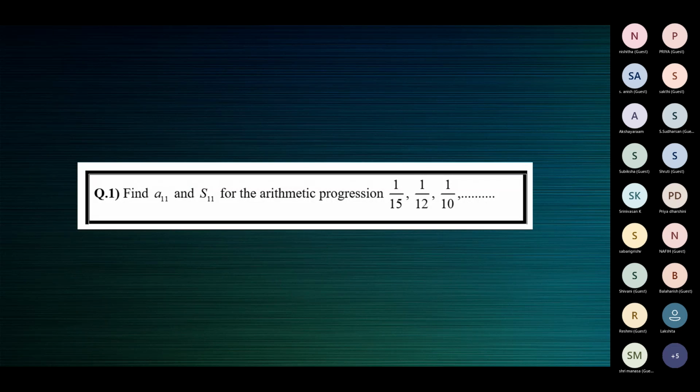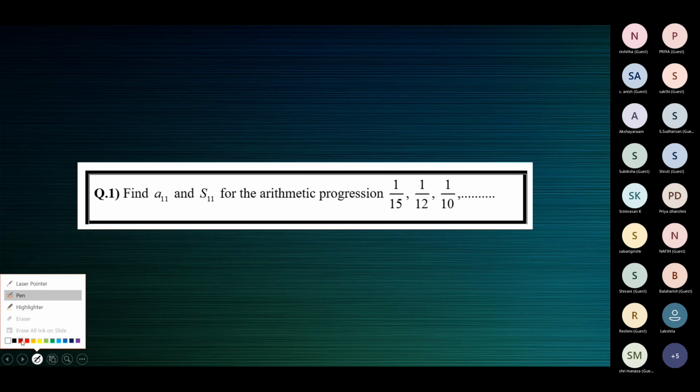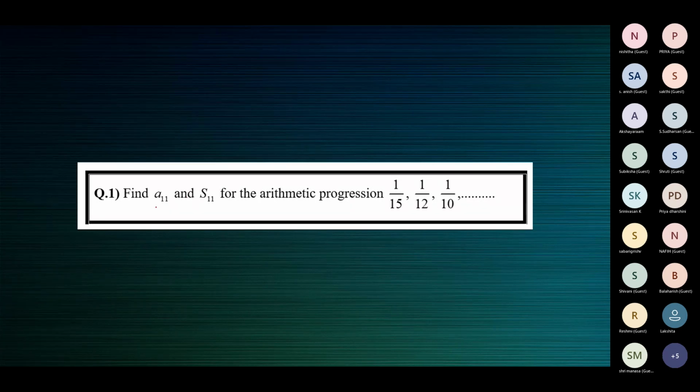To find A11, we know that N is 11. And what about A? A is 1 by 15. What is D? 1 by 12 minus 1 by 15. So this preparation has to be done before using the formula to find A11 and S11. First, write out what is A, what is D, what is N.